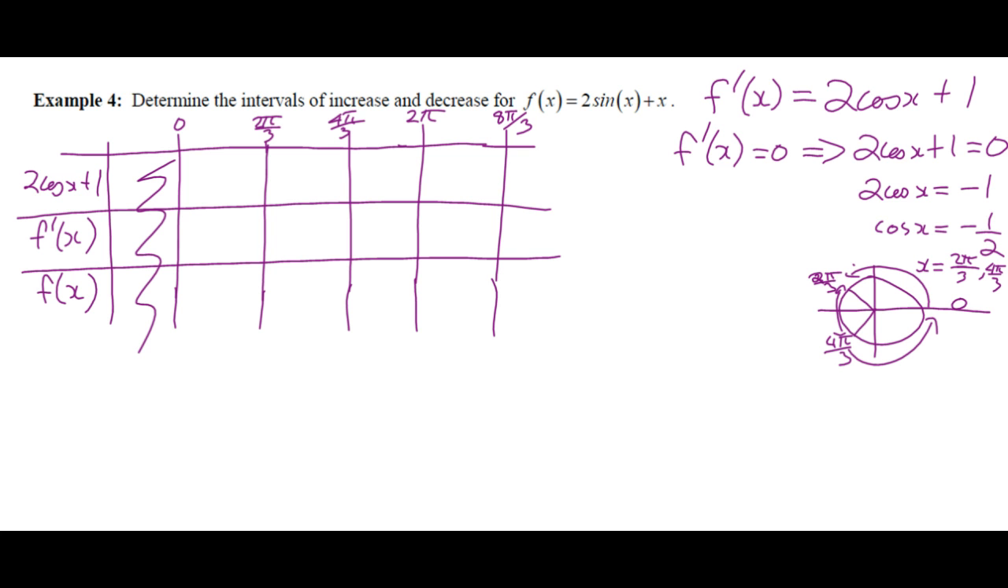So from 0 to 2 pi over 3, what's happening with 2 cos x plus 1? It's going to be positive, right? I mean, from 0 to pi over 2, it's positive. It doesn't hit negative 1 until 2 pi over 3. So from here to here, we're going to be positive. From 2 pi over 3, when it hits negative 1, down to here, we are going to be negative. Okay, and you could take pi and stick it in there, right? Because that's in the interval. So the cos of pi is, what's cos of pi?